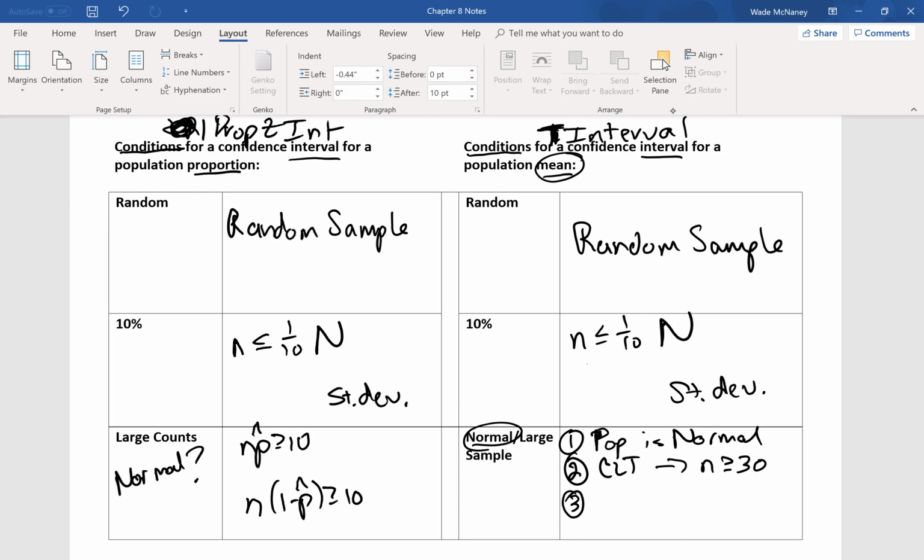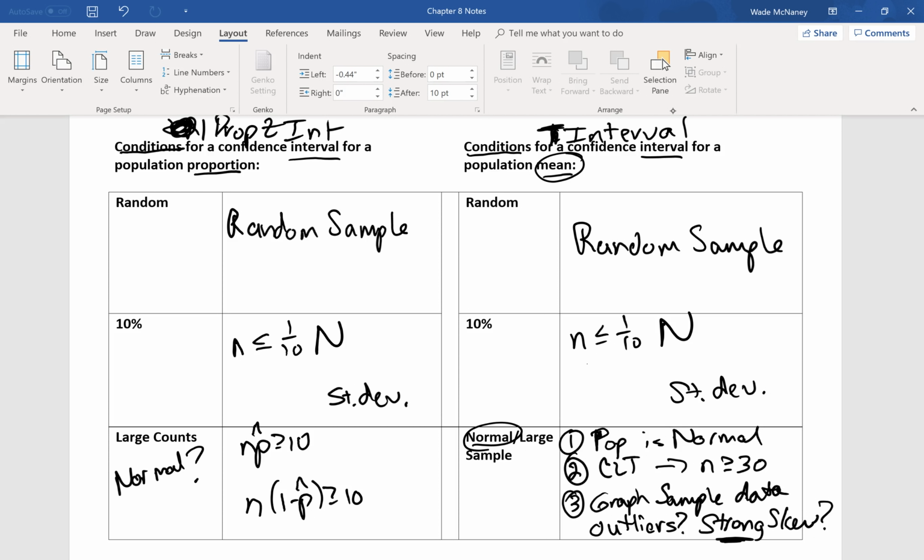This is where I told you guys we were coming with this. The population is not normal and we don't have a sample of at least 30. We have to graph the sample data. And what we're looking for is, are there any outliers, or is there any strong skewness? And again, I'm going to emphasize the word strong.